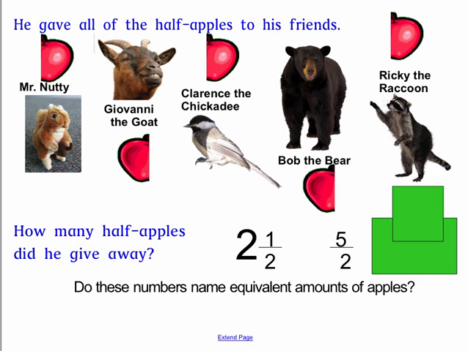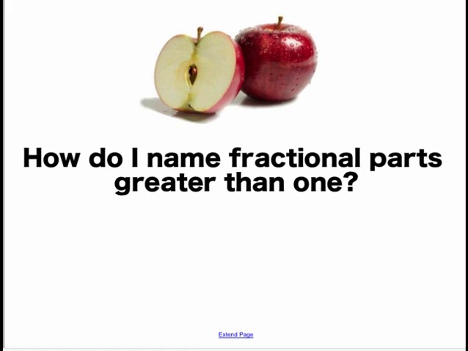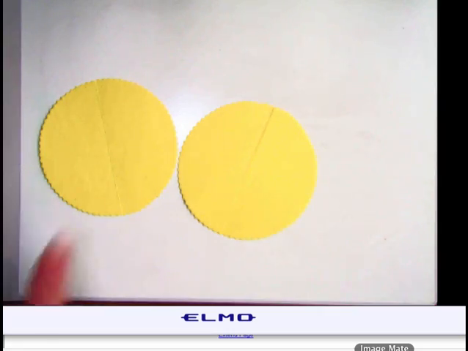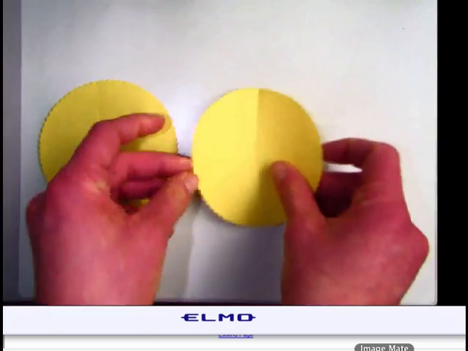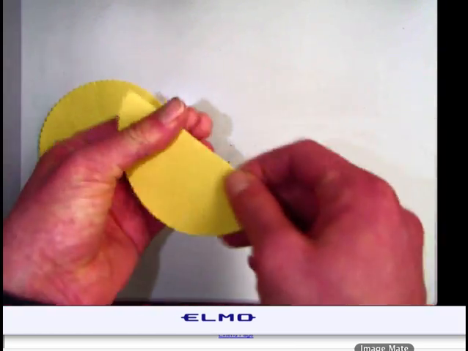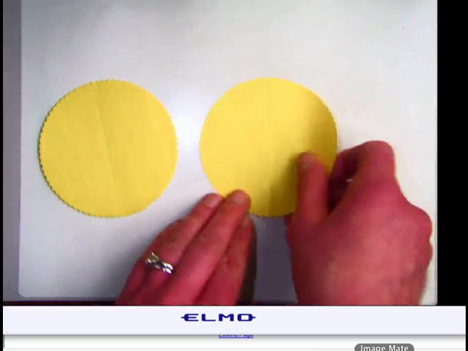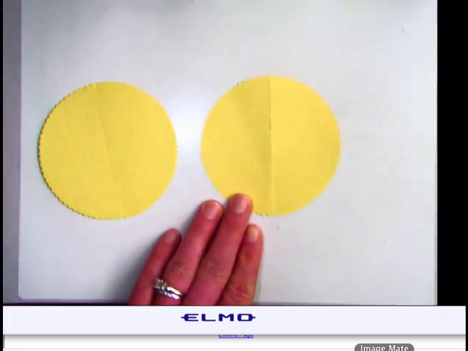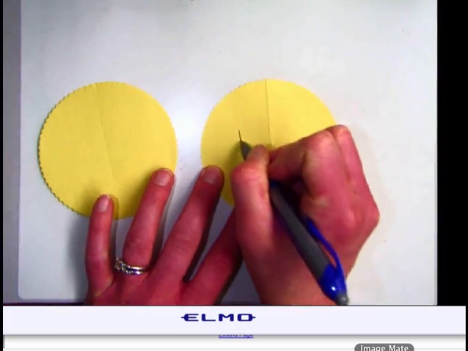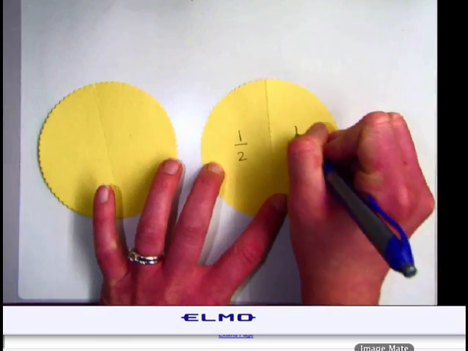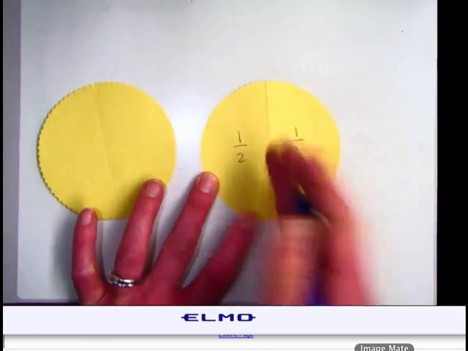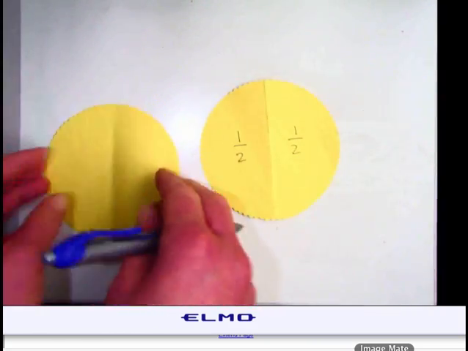Let's talk more about this. Let's take a look at how we name fractional parts that are greater than 1. I have 2 circles here. Here's my first circle, here's my second circle. I folded each of these circles in half, all right? So my whole was the 1 piece. I folded it into half, so divided my whole into 2 equal parts so that each half looks like this, right? 1/2 of my pizza, another 1/2 of my pizza. And I did this to both circles, okay?